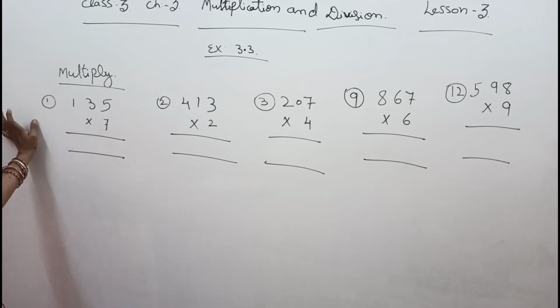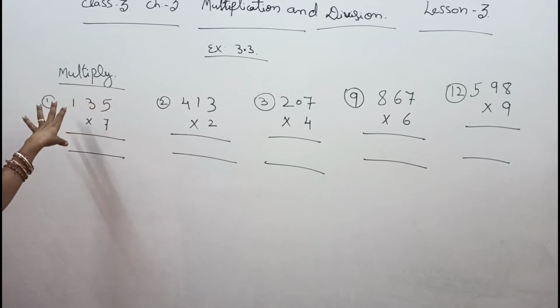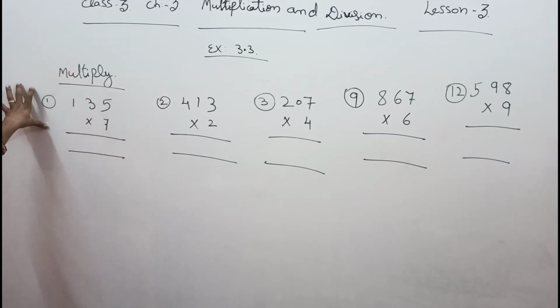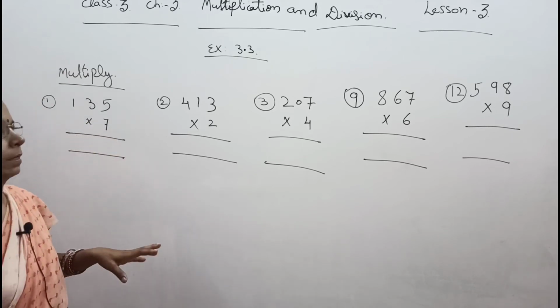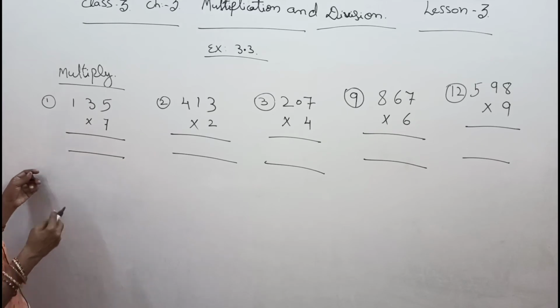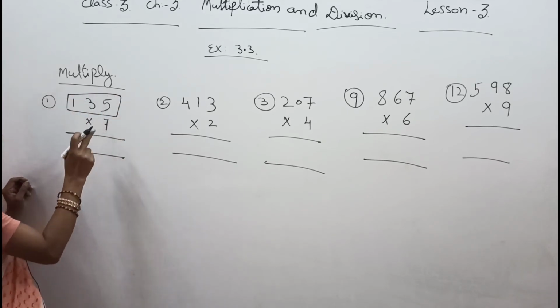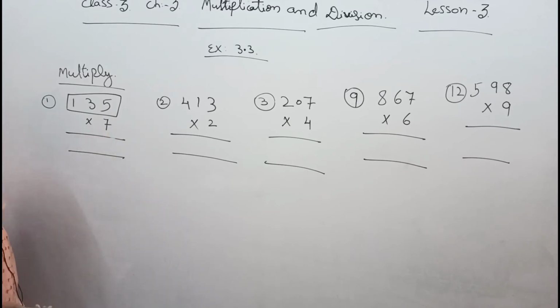First of all, it is in Exercise 3.3 which is given in your book, that is multiply. In multiply, the first question is 135 multiplied by 7. It means you have to multiply these three digits by 7. Now we go for multiplication.